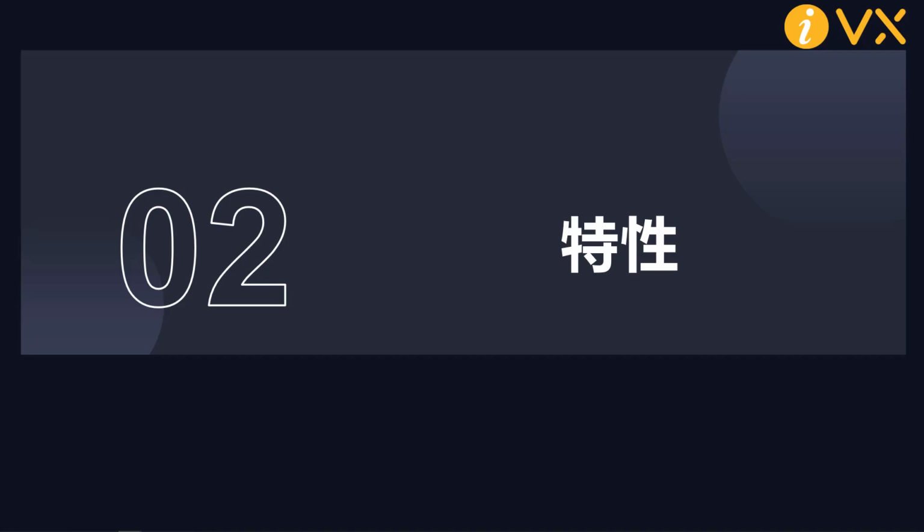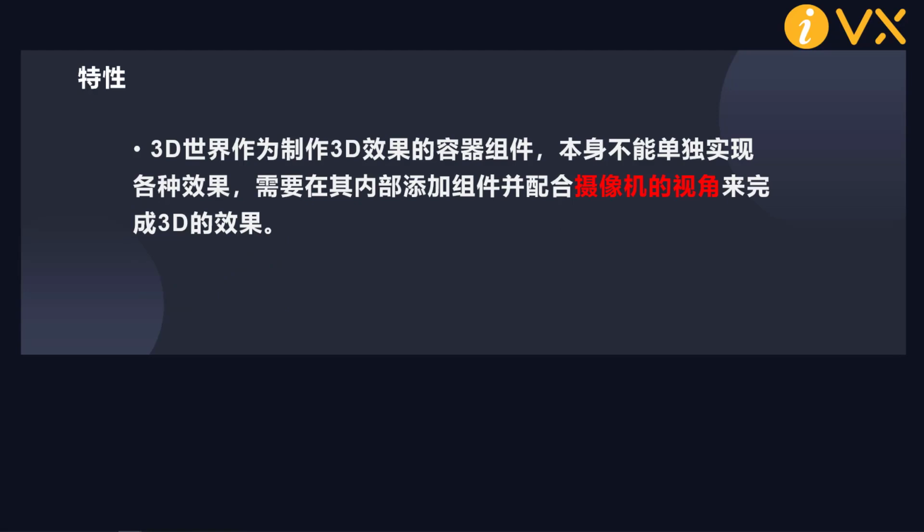After a simple demonstration, we continue to enter our 3D World and learn its content. Then we will learn some very important features of the 3D World. First of all, it is its first feature. As a container widget for making 3D effects, the 3D World itself cannot achieve various effects alone. It is necessary to add widgets in the interior and cooperate with the camera perspective to complete the 3D effect.